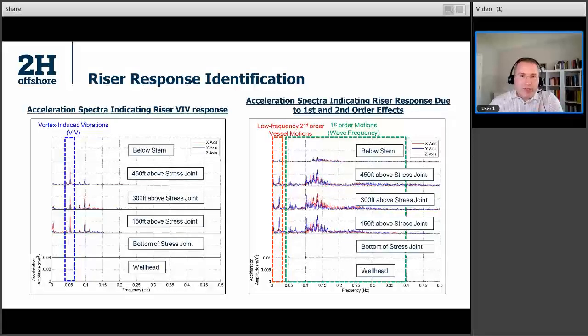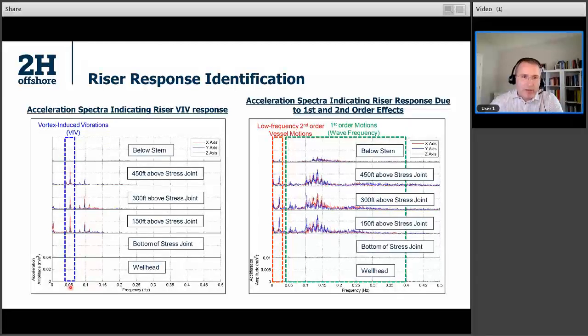So here you see one selected example. This is a good example for a riser VIV response. You can see that a narrow banded response is observed in all sensors. So you see all sensors over here. This is the spectral amplitude and this is the frequency. And you see that a narrow banded response is observed in all sensors at the same frequency. So this is a good example for VIV response.